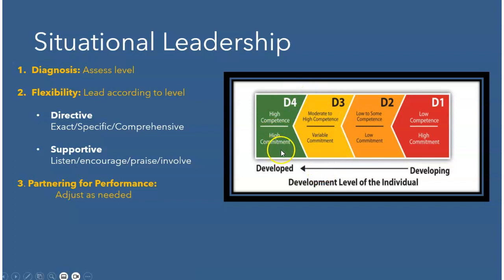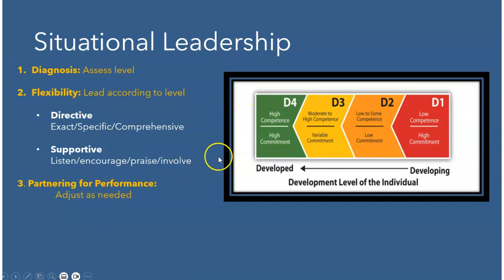And then here we have our S4s, okay? These are our dream employees, high competence, high commitment. But here's the rub. They've moved through this cycle. And according to the task and according to the person, sometimes we go back and we've got to redevelop new competencies, okay? So we diagnose.